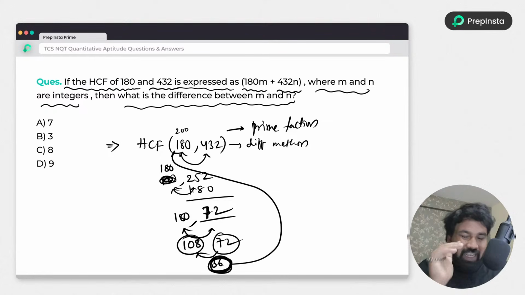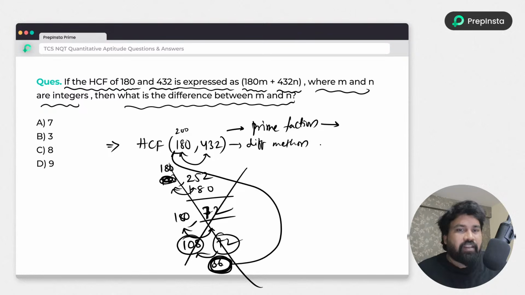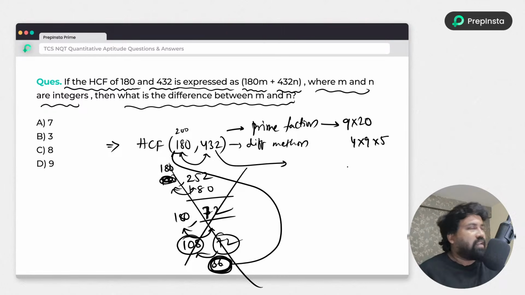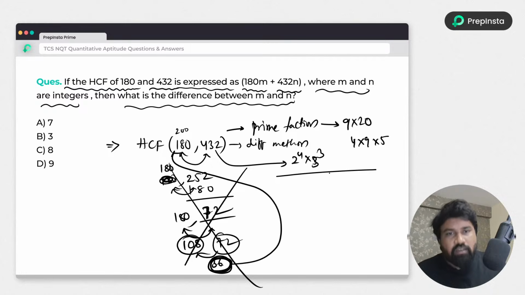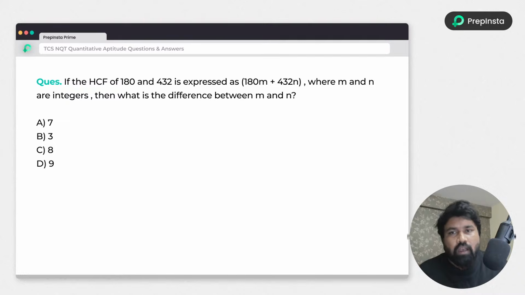Sir, this is actually a shortcut. If you don't know the background, I suggest prime factorization. Write 180 as 4 into 9 into 5. Again 432, you write the prime factorization, for example, 432 can be written as 2 power 4 into 3 cube. Then you take the HCF, which is the least common factor, here 9 and 4. So the answer is 36. However you find it, I don't bother. I know the difference method, so based on that I can easily find it.